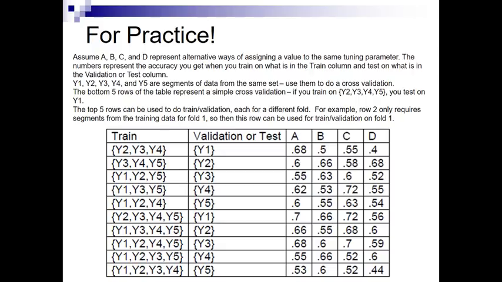Okay, so let's say I'm in the first row. I will train on a segment of data that's made up of test sets Y2, Y3, Y4 put together. And let's say I do that for setting A, and then I apply that to Y1. I will get 0.68 as the performance value. Now if I train on Y2, Y3, Y4 using setting B, and I test on Y1, I'll get 0.5. So you can fill in this whole table that way. In every row you have some data you're training on, some data you're testing on, and you've got the 4 different settings, and you've got the performance values.